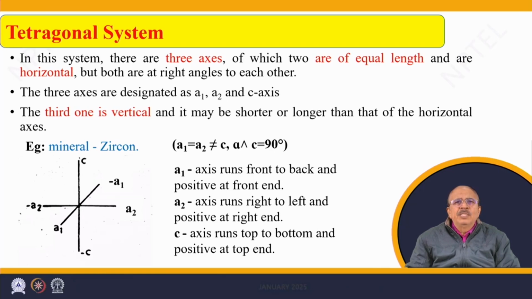In the diagram you can see A1 is equal to A2 but not equal to C, and A angle C is equal to 90 degree. So here you can see A1 axis runs front to back and positive at front end. A2 axis runs right to left and positive at right end, and C axis runs top to bottom and positive at top end.